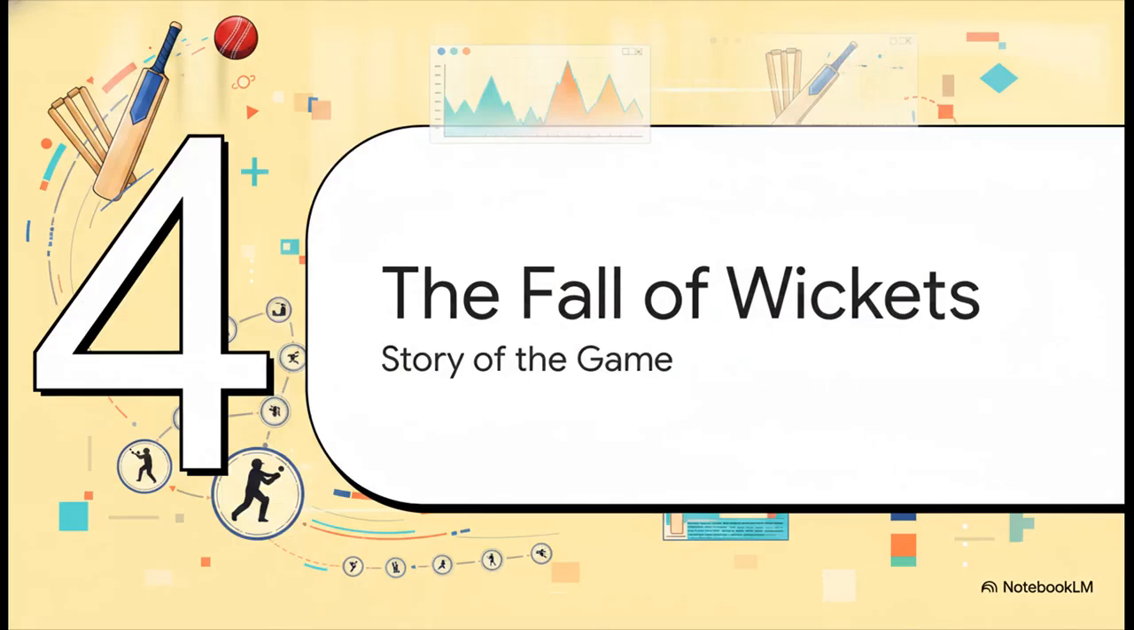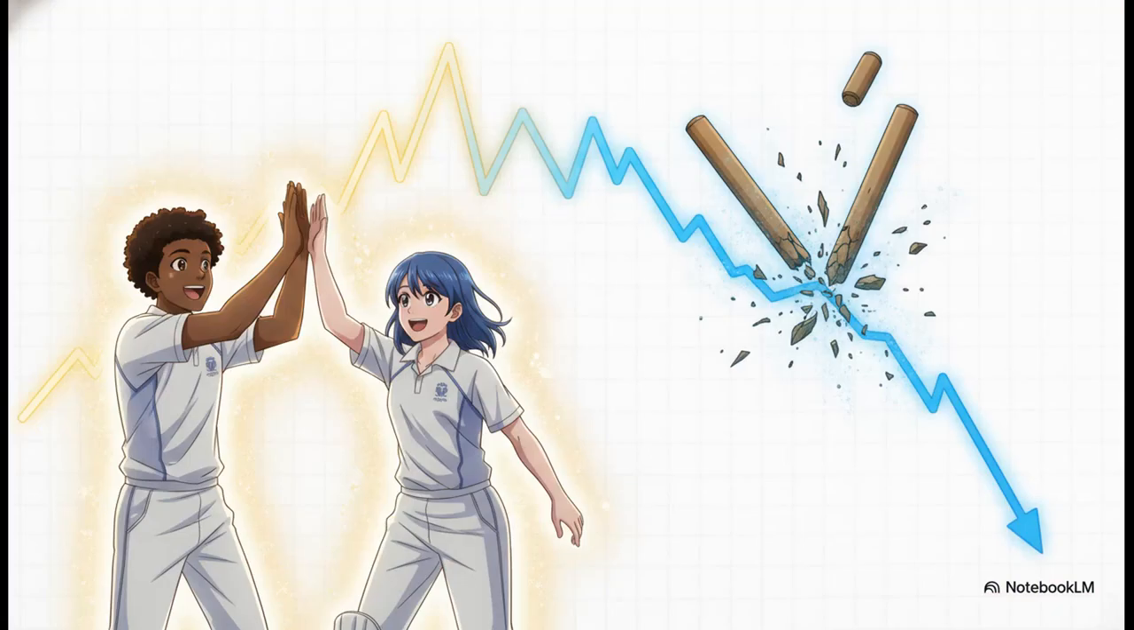All right, part 4, the fall of wickets and reading the true story of the game. This is where the scorecard truly becomes a time machine. The fall of wickets section is essentially a chronological timeline of the game's biggest momentum shifts.